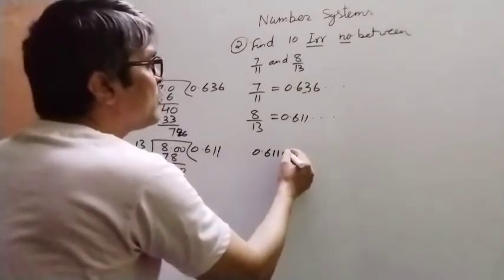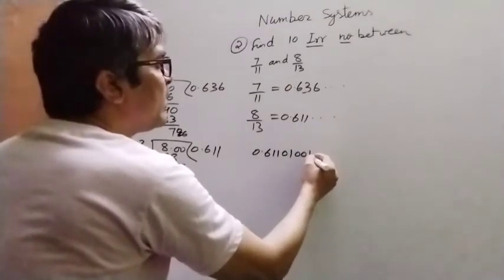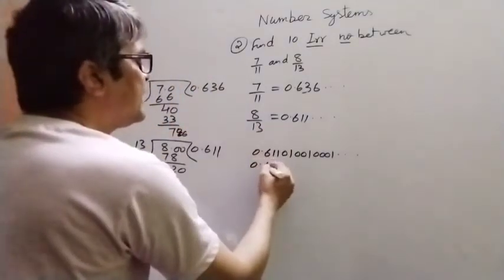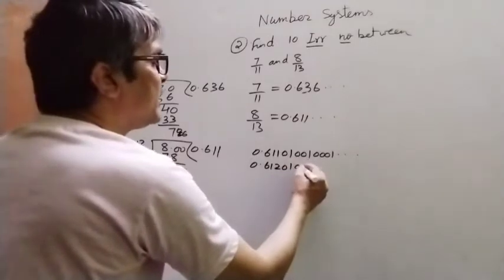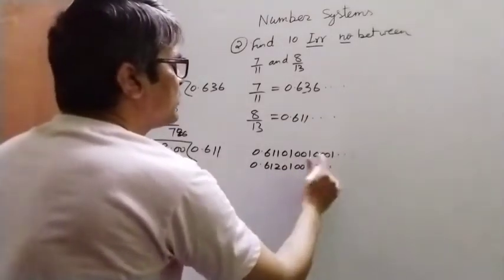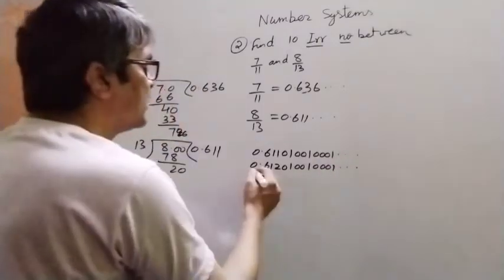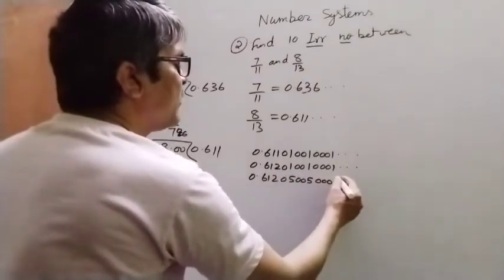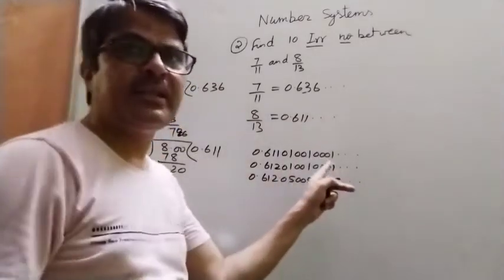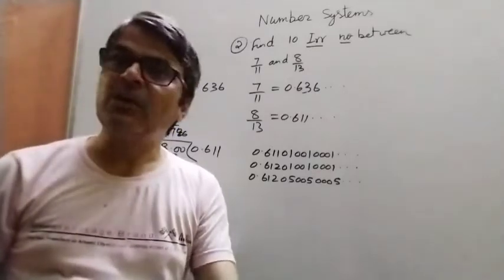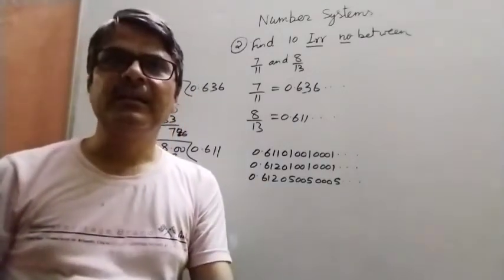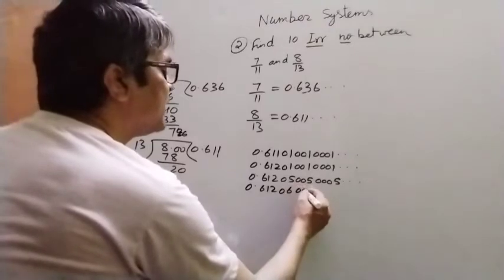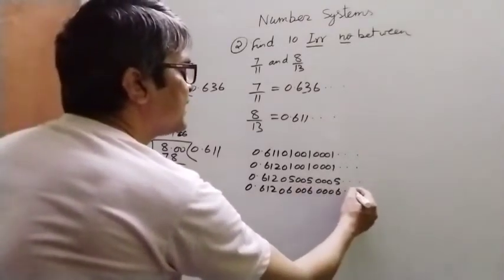0.611 0 1 00 1 000 1 and so on, and 0.612 0 1 00 1 000 1 and so on. Then 0.612 0 5 00 5 000 5, means a decimal expression which is neither terminating nor repeating is irrational. Again 0.612 06 006 0006 and so on.